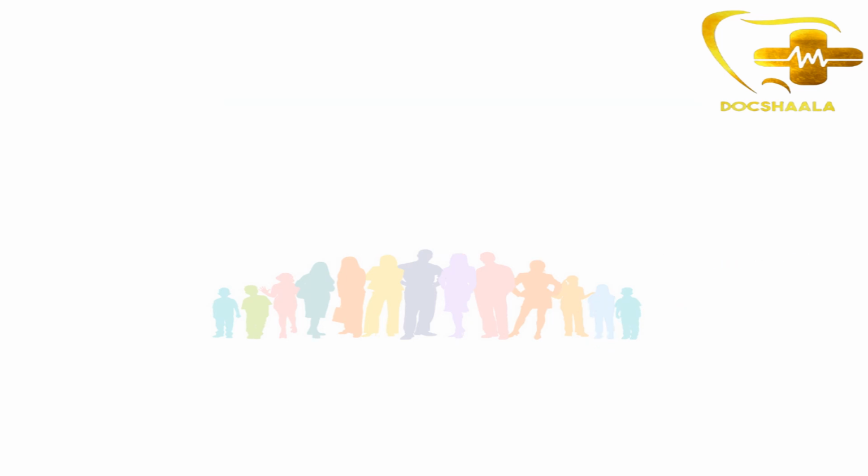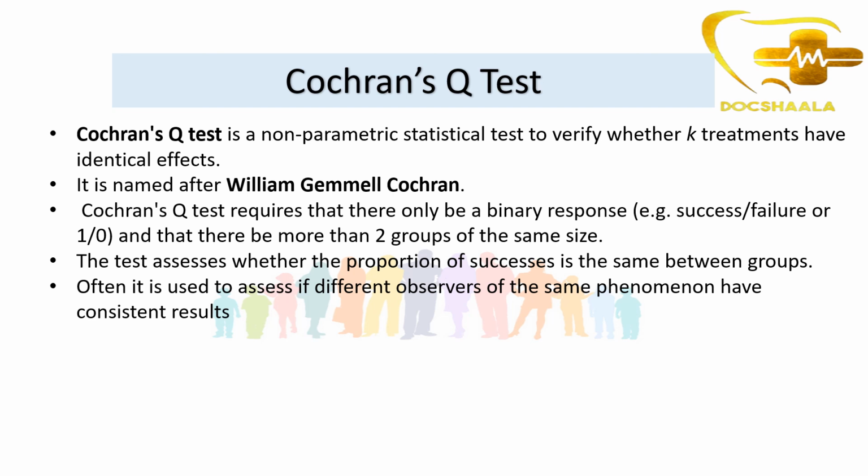Okay. Then coming to Cochran's Q test. Cochran's Q test is a non-parametric statistical test to verify whether K treatments have identical effects. K treatments is nothing but n number of treatments. It is named after William Gemmell Cochran. Cochran's Q test requires that there be only a binary response. K treatments means n number of things. So when we are taking a variable, we'll see whether it has identical effects or not. So it will be in the form of a binary response.